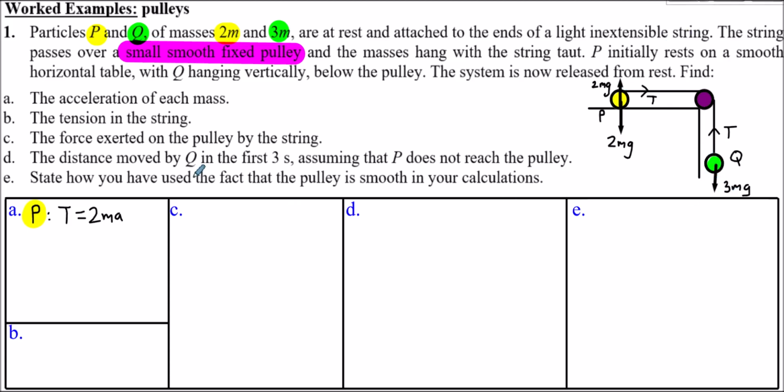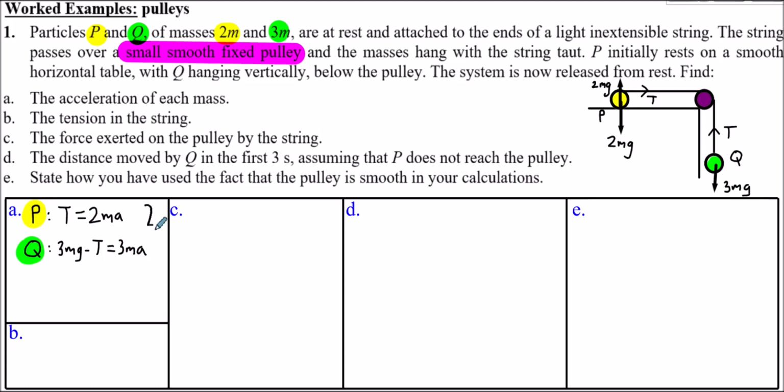Let's now consider particle Q. Q's motion will be vertical. It'll be falling downwards, so the resultant force must be going downwards. The resultant force going down will be 3mg, its weight, minus the T resisting that motion. That's the overall resultant force, which will equal the mass of Q multiplied by the acceleration. The mass of Q is 3m, and the acceleration of the system, again, we're calling A. So we now have two different equations. What can we do with these?